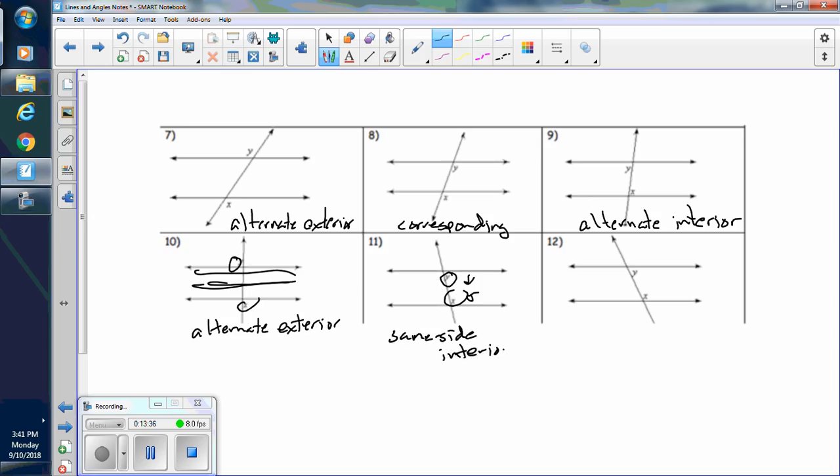Now each of these angles, tomorrow we'll find out the special relationship that they have. Here we have same side interior again. Just like linear pairs add up to 180 degrees all the time, each of these are going to have some special relationship all the time.